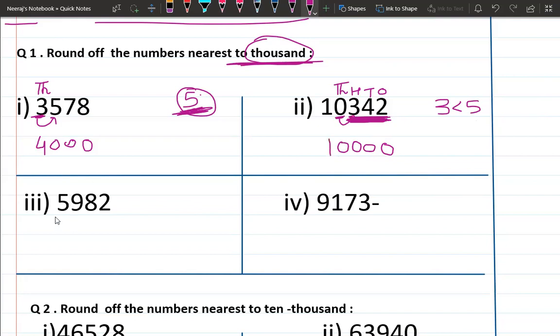Now let's move to the next question. 5982. Now 5 is on the thousands place, and we have to see the digit next to the 5, and 9 is greater than 5. If the digit is greater than 5, then the thousands place digit will become 6, and the rest of the digits will become zeros. So 5 will become 6, and the rest of the digits will become zeros.